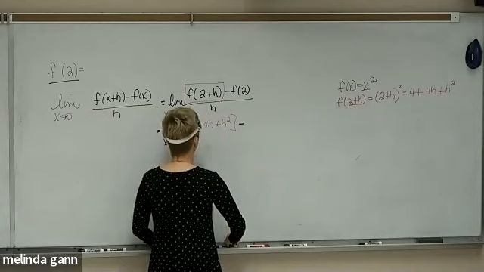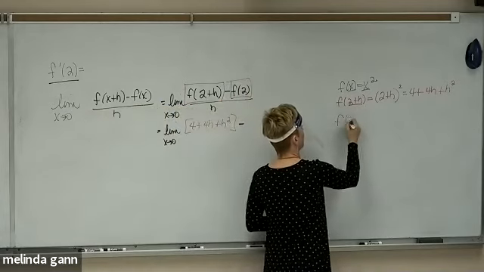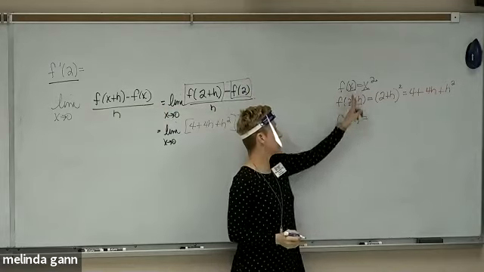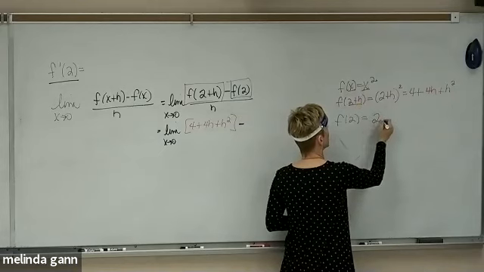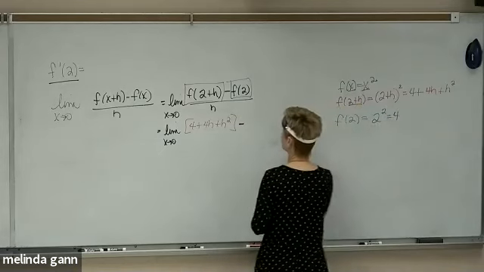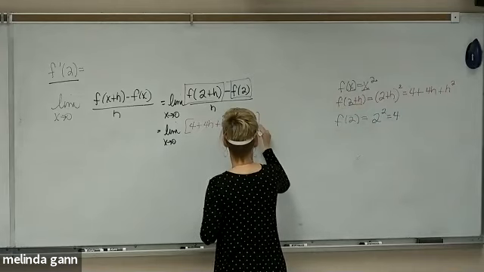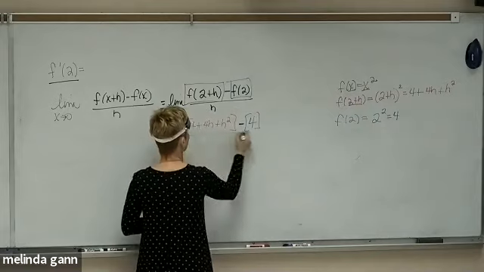Now, what does f of 2 mean for me to do? F of 2 means what's x going to get replaced with? 2. So that x gets replaced with 2. So what do I get? I get 4. And then all that's over h.